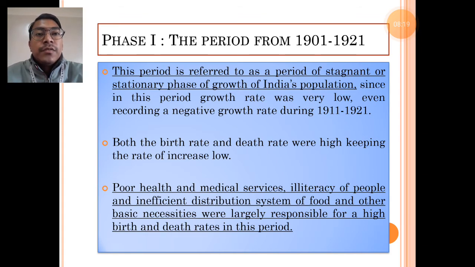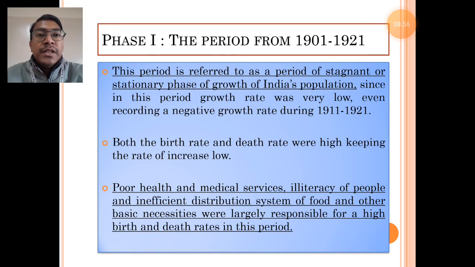So at that time the birth rate was very high, and the death rate was also very high, because people died of certain illnesses as they did not get proper medical facilities in time. So poor health and medical services, illiteracy of the people, and insufficient distribution of food and other basic necessities were largely responsible for the high birth and death rates in this period.